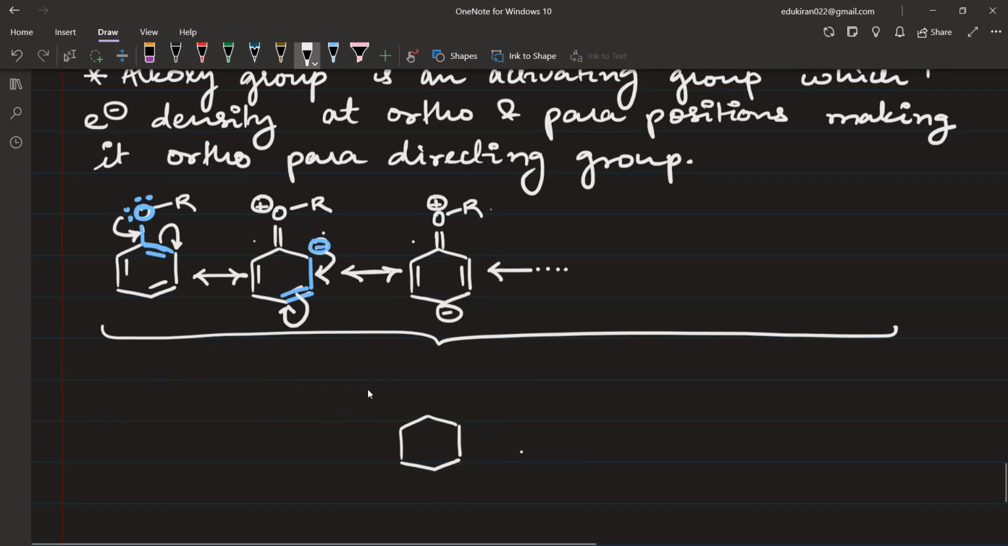We'll have a benzene ring like this with oxygen and an R group. This oxygen will have a partial double bond character, and all of these bonds will have partial double bond character. There will be an electron density increase in the ortho position and in the para position, and that is why these are the positions which are going to attack the electrophile. Please write this down.